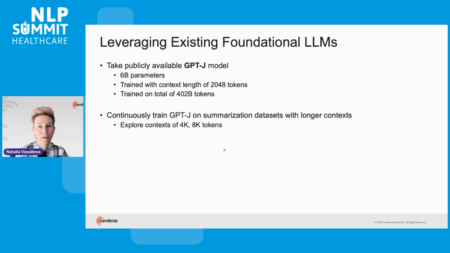As a starter, we took the publicly available GPT-J checkpoint, which is 6 billion parameters and is similar to the long T5 model. That model has been trained on a context of 2,000 tokens, on a very large dataset, so it's capable of generating cohesive text. And we would like to use that capability for the summarization task. So we decided to take that model and continue training it on summarization datasets with longer context and essentially see what happens.